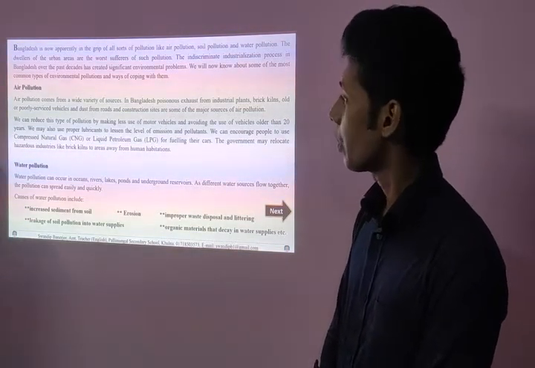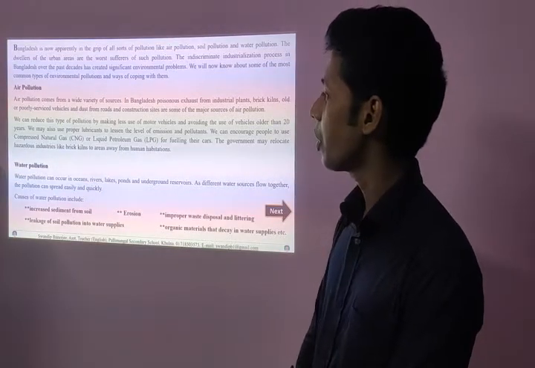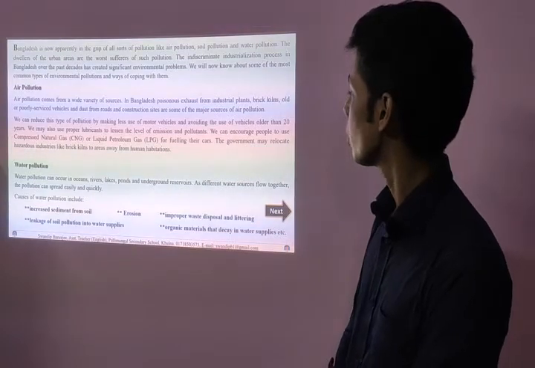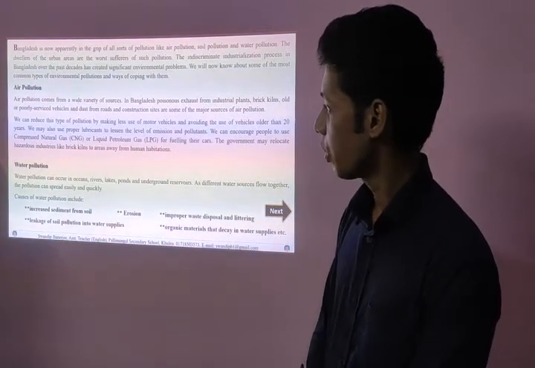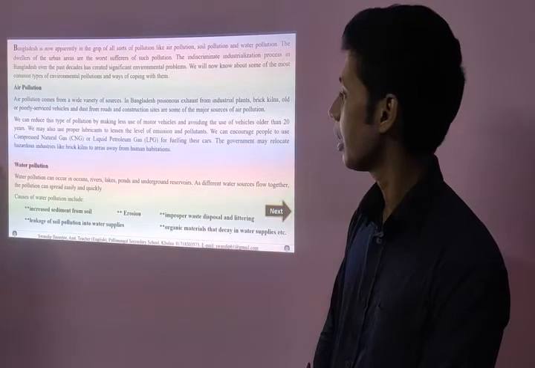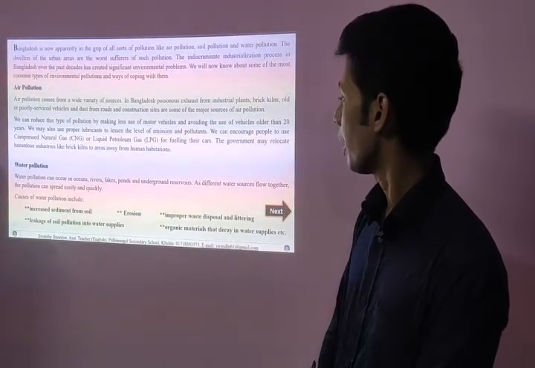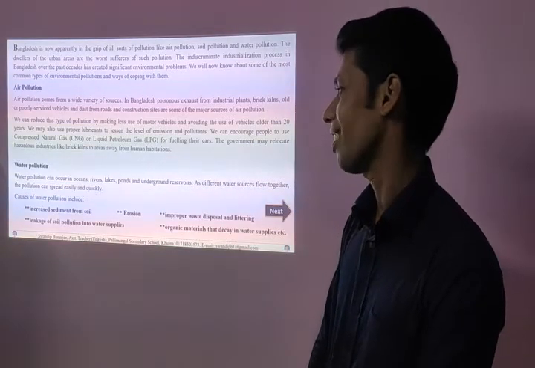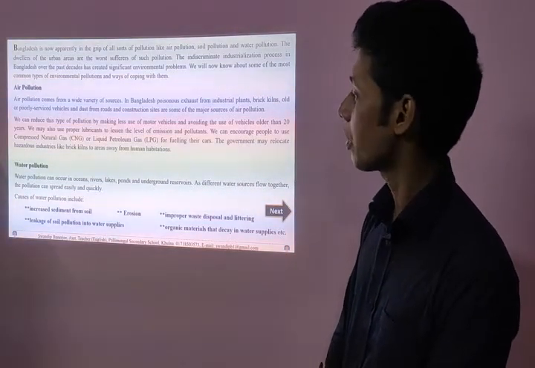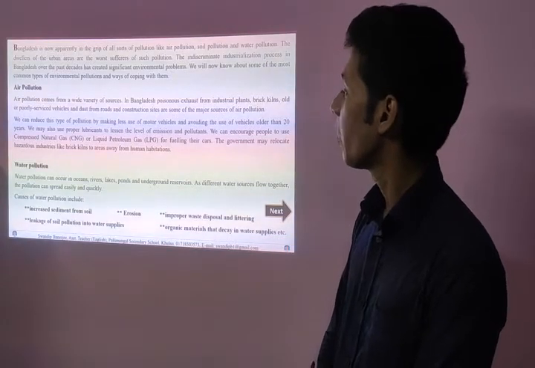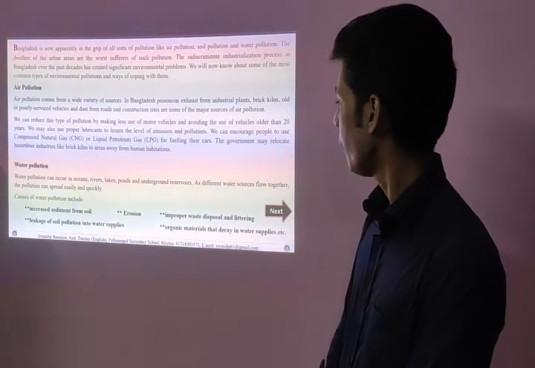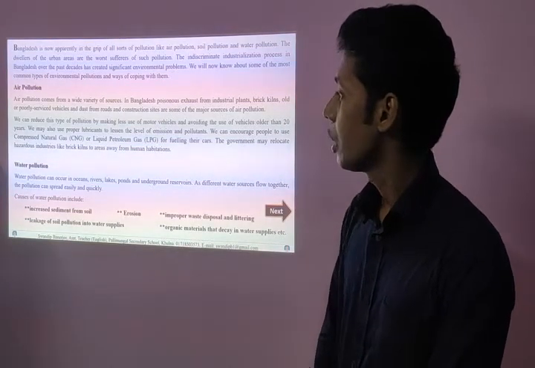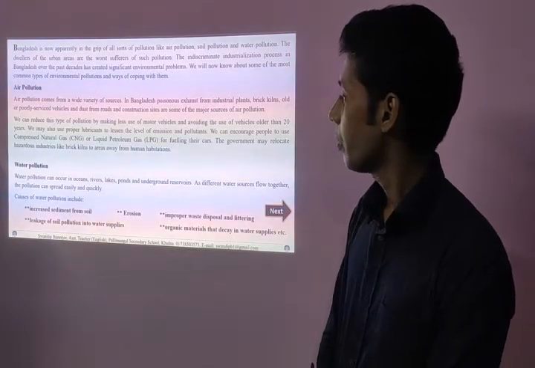We can reduce this type of pollution by making less use of motor vehicles and avoiding the use of vehicles older than 20 years. We may also use proper lubricants to lessen the level of emission and pollutants. We can encourage people to use compressed natural gas or CNG or liquid petroleum gas LPG for fueling their cars. The government may relocate hazardous industries like brick kilns to areas away from human habitations.